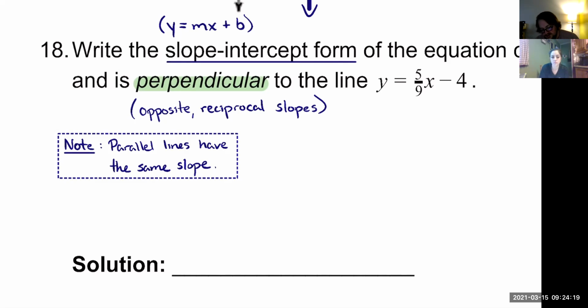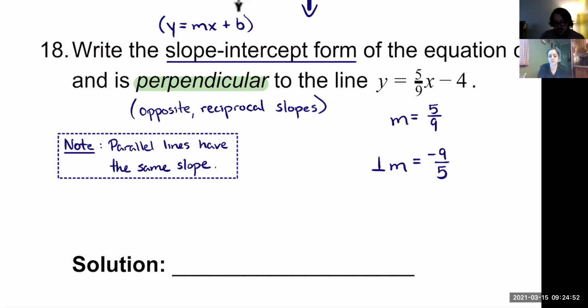So in this case, what is the slope of the line we were already given? 5/9. So the slope we were given was 5/9. Now that is not the slope we want because our lines are not parallel, they are perpendicular. So instead, we want the perpendicular slope, which in this case would be, you got the reciprocal, -9/5.